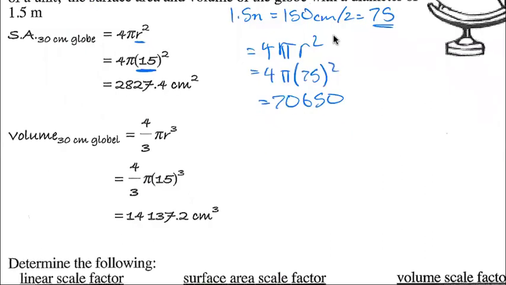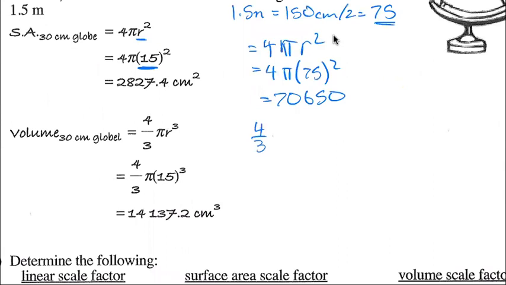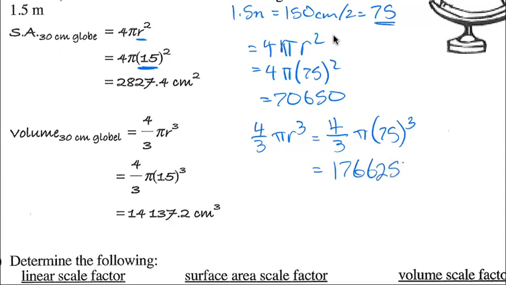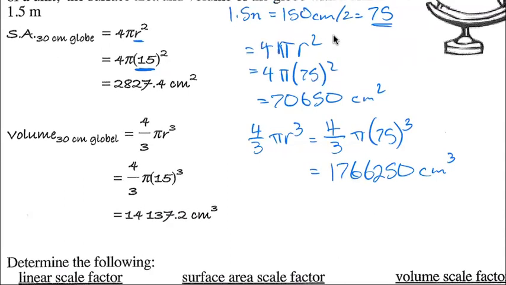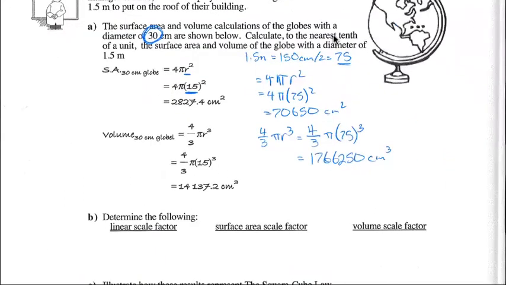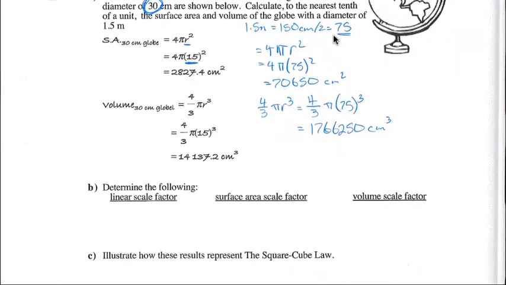And I do the same for my volume. 4 over 3 pi r cubed. But 75 is my radius cubed. You should get 1,766,250, and we're talking centimeters cubed here, and these are centimeters squared. Areas, surface area or area squared, volume is always cubed. So for question A, they're just wanting you to get used to using some formula work and doing some math. Question B, determine the following.